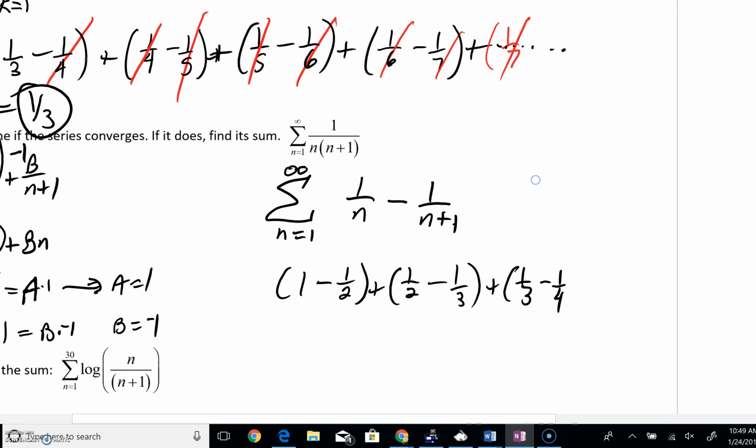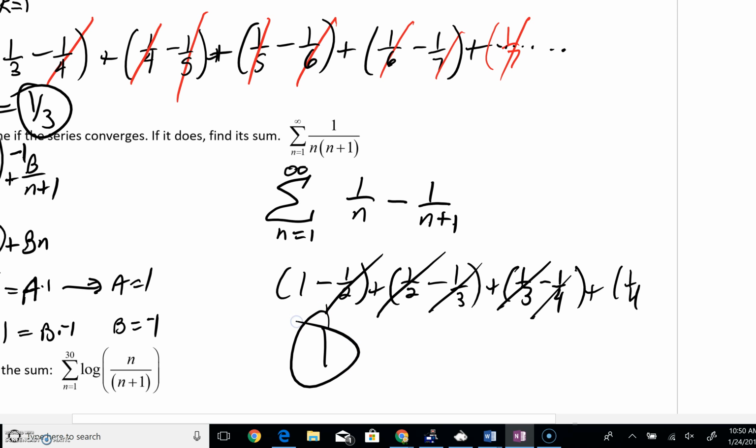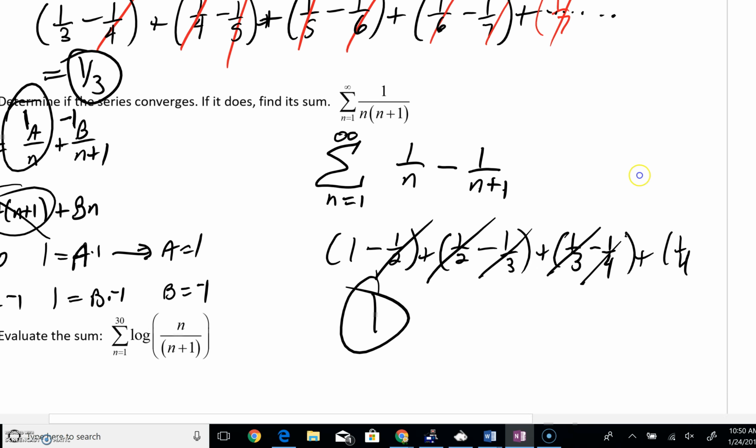You get the idea. We don't even have to keep writing this, right? You can see the canceling. You can say, look, this minus 1/2 cancels with the positive 1/2. This minus 1/3 cancels with this positive 1/3. This minus 1/4 would cancel with the positive 1/4. And it's just going to keep canceling forever. Forever and ever and ever. What's left? Answer is 1. Okay? We doing okay? Telescoping.